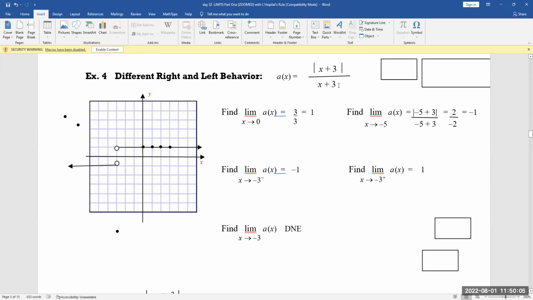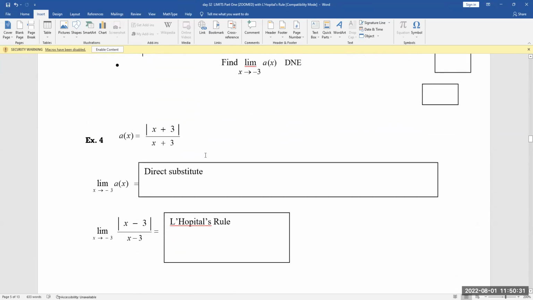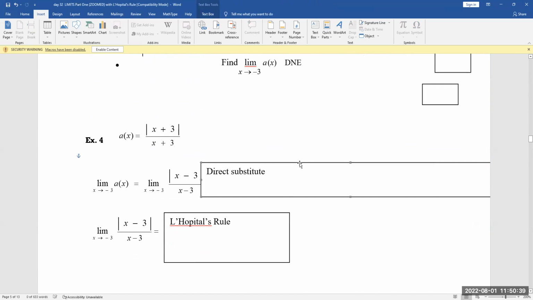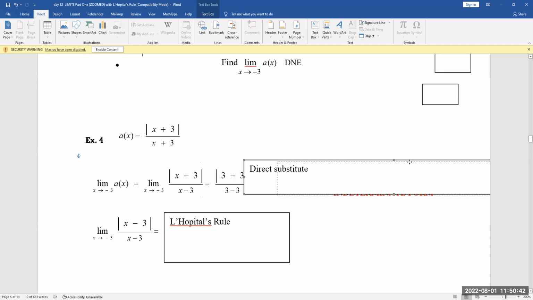Here's one, absolute value of x plus 3 over x plus 3. We graphed this and we looked at what happens as x approaches -3. And we discovered that the limit from the left and the right were not the same. Limit from the left was -1, limit from the right was +1. Does L'Hopital's rule apply in this particular case? Yes, it does. Well, let's go ahead and see. If we take the limit as x approaches -3 on this absolute value function, just substitute it in, you're going to get 0 over 0.